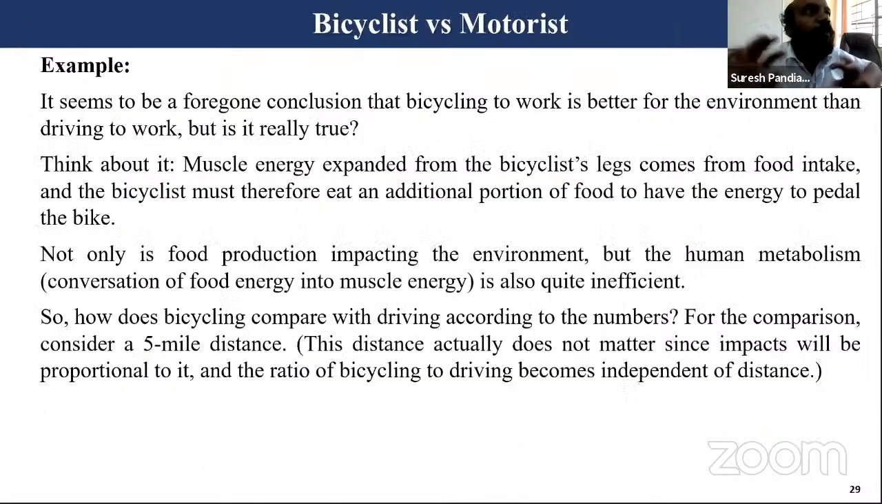This is another example problem statement. It seems to be a foregone conclusion that bicycling to work is better for the environment than driving to work. Yes, people have the opinion. I remember our cabinet minister for MoEFCC or even for the health department used to come by cycle. The newspaper reported that. They try to promote active transport. This is called active transport. You go by walk or cycling.